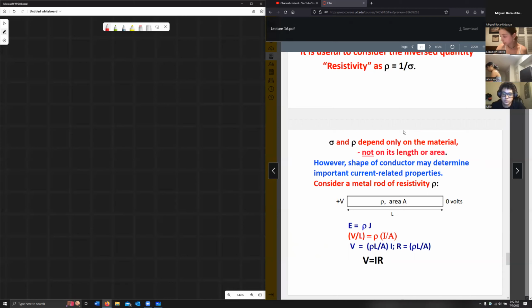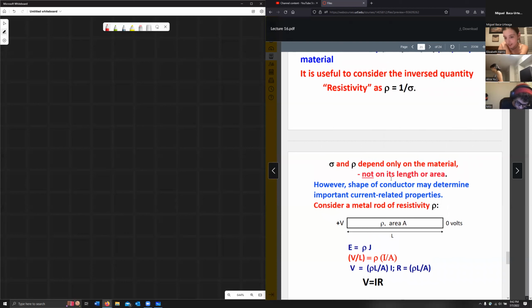Consider a metal rod of resistivity rho. This rod has an area of A. It has a charge of 0 volts. It's a certain length, and the electric field is equal to rho times charge density. I'm so fucked. So rho in this case is resistivity.